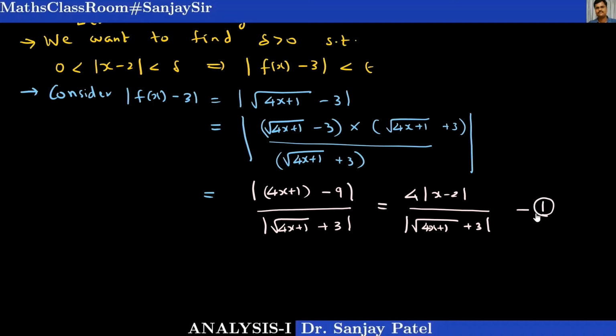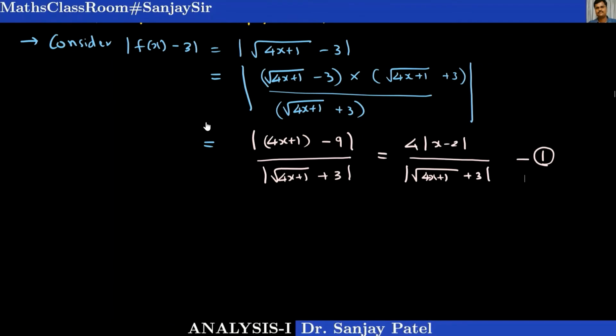Again, let us repeat what I have done here: a minus b, a plus b. So I am using the formula a square minus b squared. So a square is 4x plus 1 and b square is 9. And 1 minus 9 is minus 8, and taking 4 common, I will get 4 times x minus 2. Now my next aim is to get rid of this denominator, as we have done in the previous example. So for that, we concentrate on this condition, mod of x minus 2 is less than delta, and we'll see whether I can make 1 upon square root of 4x plus 1 plus 3 less than some constant or not.